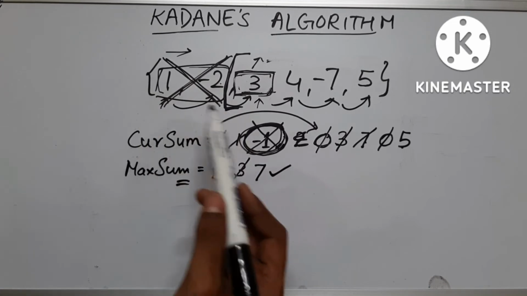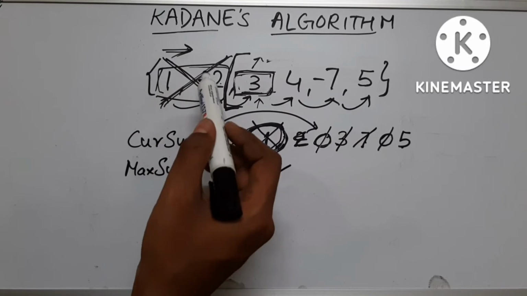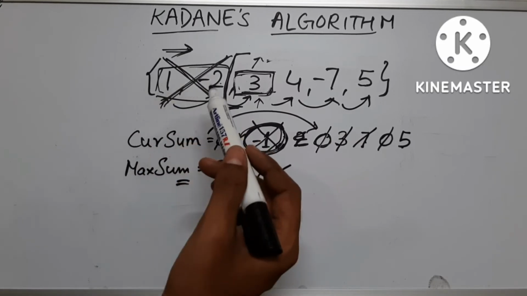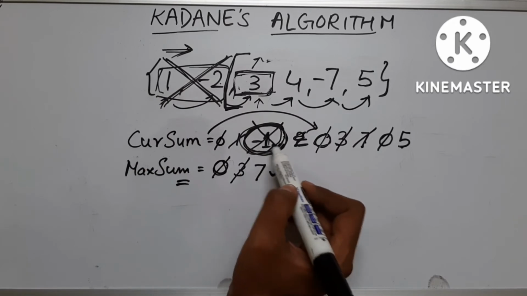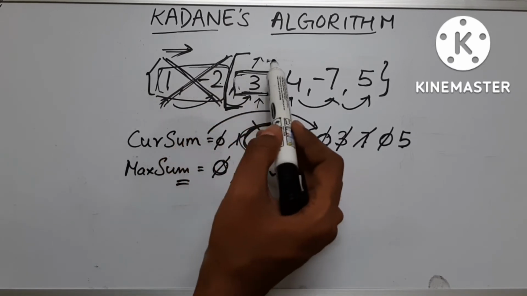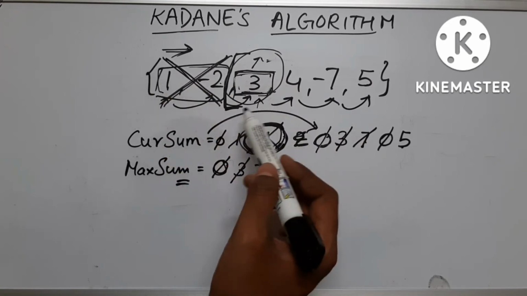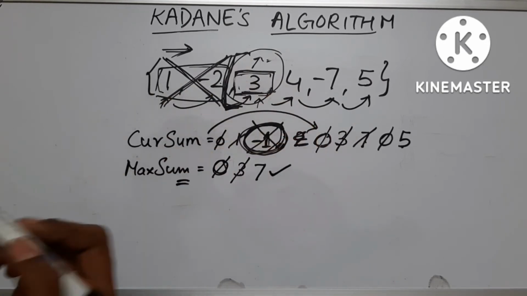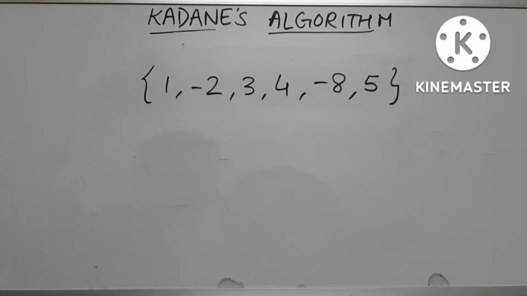So in this way you can see that while we are traversing, we are going to add each and every element. Whenever a subarray gives us a value which is negative, that negative value will only make other values smaller. So we are going to discard it and we are going to start fresh from the next element. This is Kadane's algorithm. Now let's quickly see one more example.